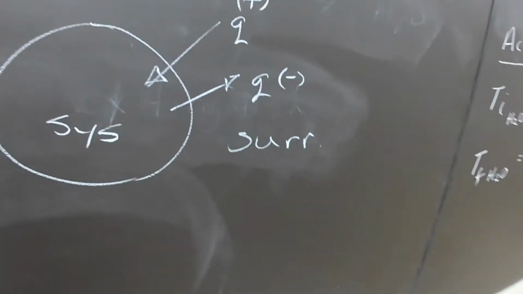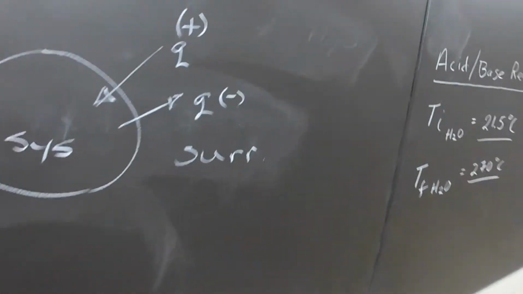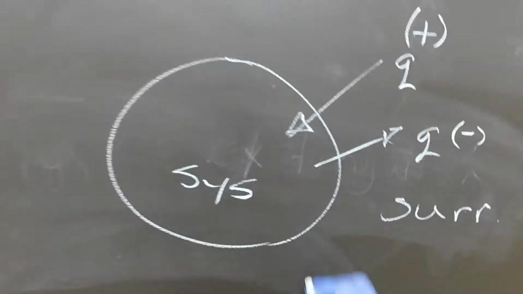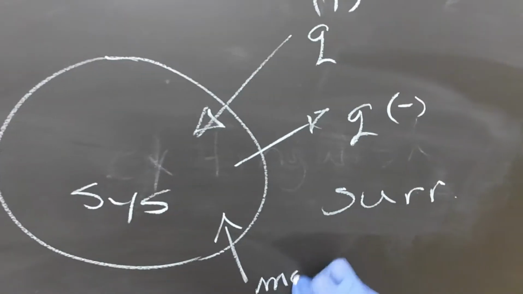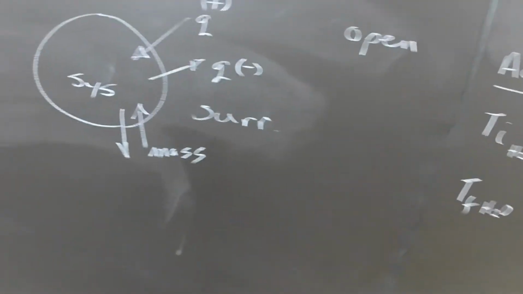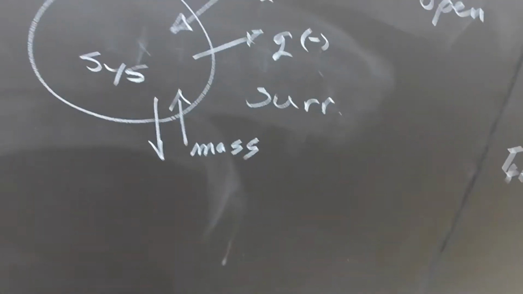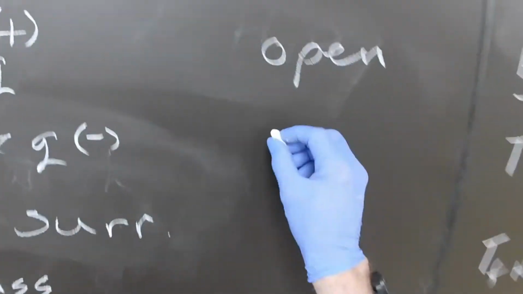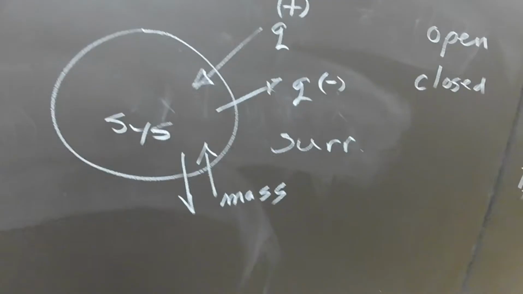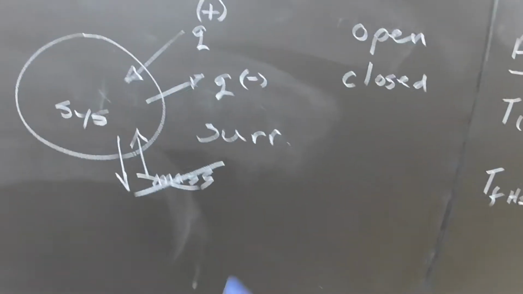But there are several things that you can do with this setup. One is it can be completely open, right? An open system means that both heat and mass can cross the boundary. Sometimes that's useful, but for our purposes, it's rarely useful. Then there's the closed system. The closed system is one which does not allow mass to transfer, only heat.